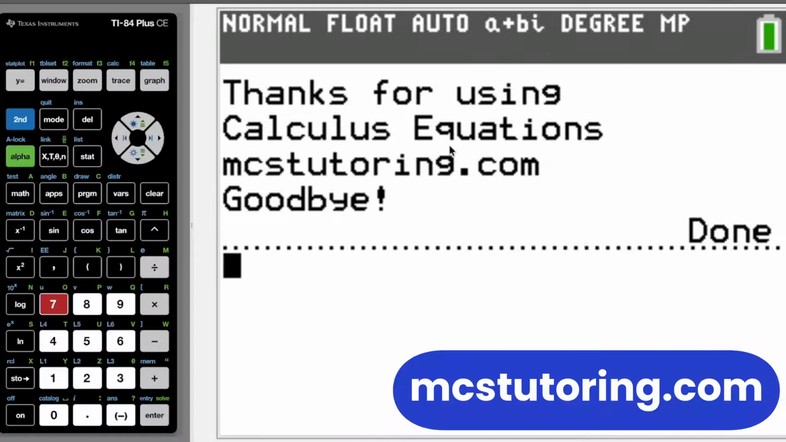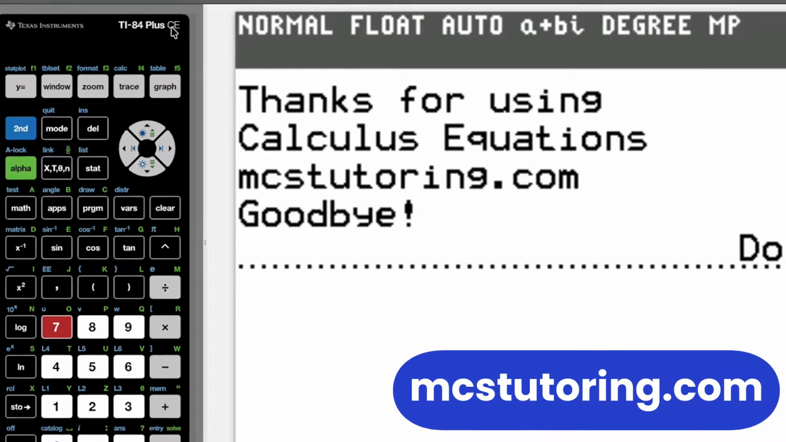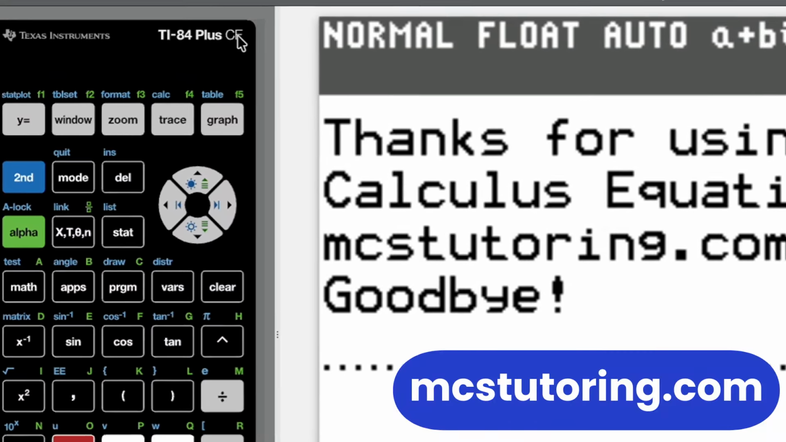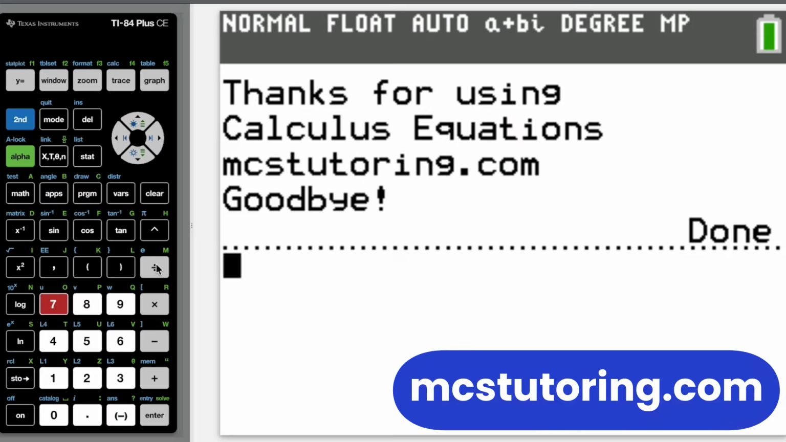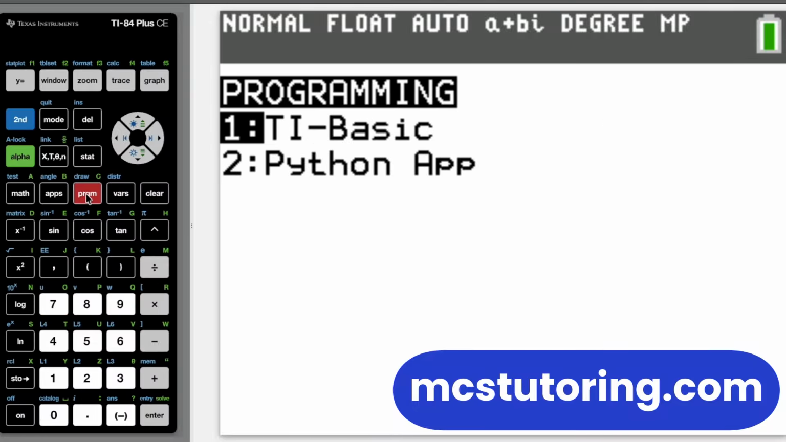So just so you know, this will work on your TI-84 Plus CE or TI-84 Plus CE Python calculator. It doesn't have to be Python, but it could be. So let's show you where to go to get this. We're going to press PRGM, which is this key in the upper middle portion of the keypad.